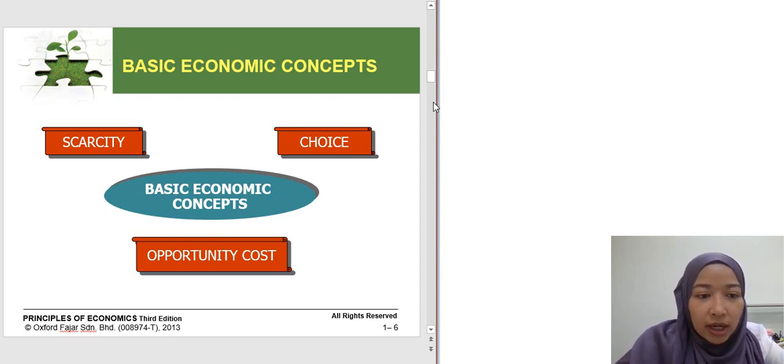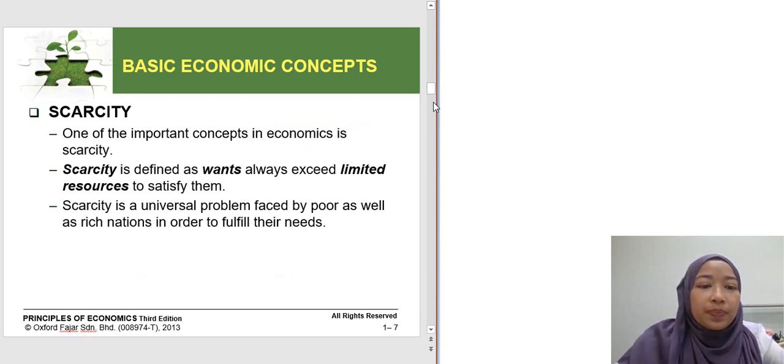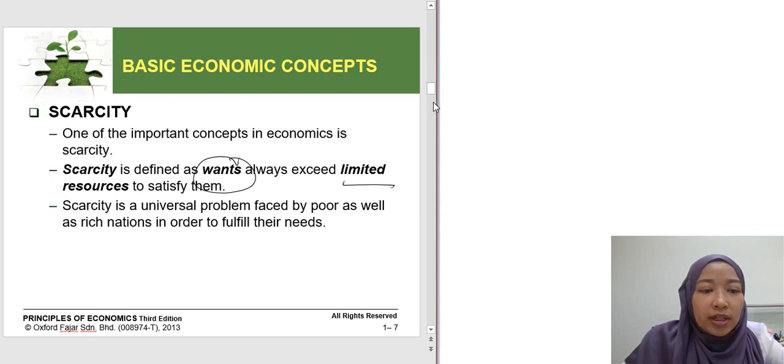Okay, so the first term that I am going to explain is regarding scarcity. So what do we mean by scarcity and how does scarcity happen? Okay, so scarcity is defined as wants exceed limited resources. So the words wants and limited resources we have found in the previous slides. Okay, so wants are unlimited. We always need something more and more and more. But the resources that we have cannot fulfill all of our wants. Therefore, scarcity exists. Okay, sebab tu wujudnya scarcity.